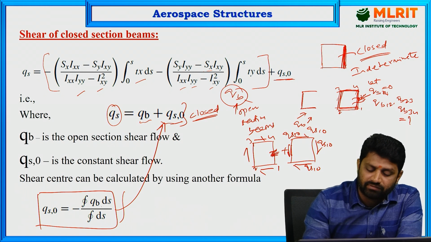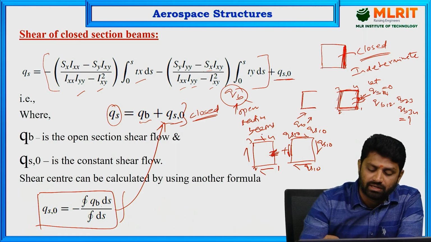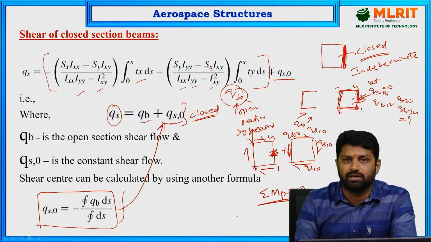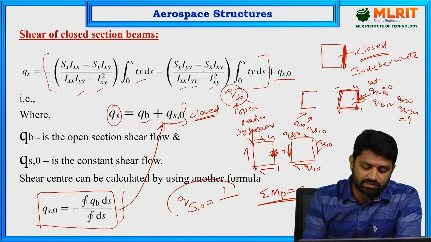Now if there is no cut made in 1/4, there would have been some shear flow in this wall also. What is that shear flow? That is what we are calculating by adding this Qs0. After adding this Qs0, any loads that may act here at 3, that is the Sy load, you have to consider moment about a suitable point and equate to 0. When you do that, you are going to get this additional constant shear flow Qs0.